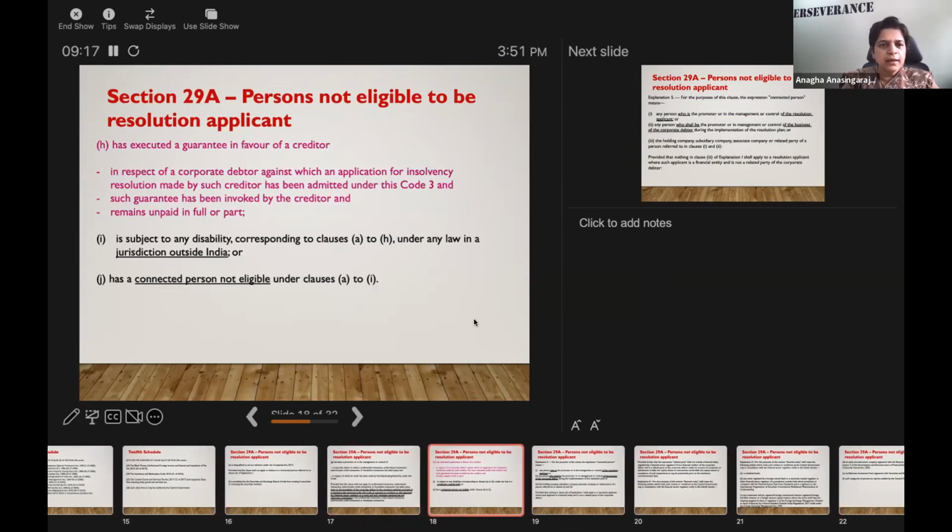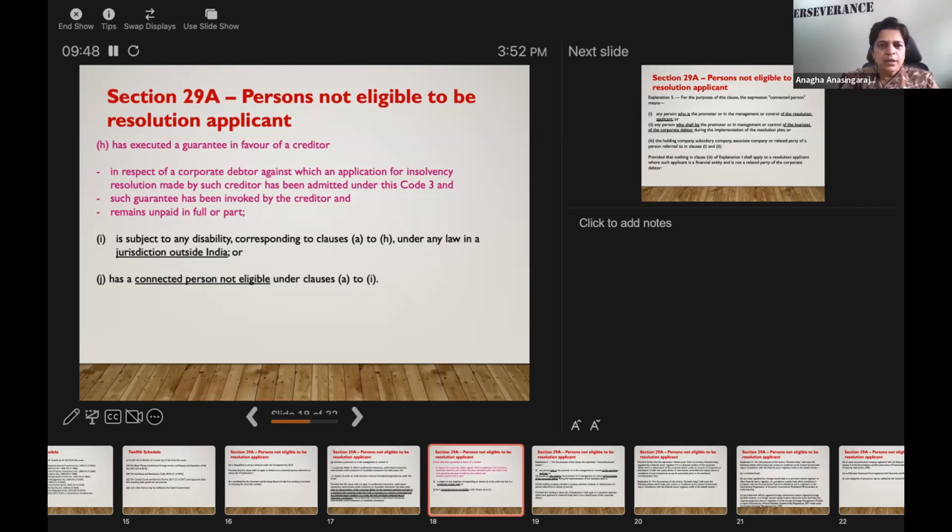Now, the next category is persons who have executed a guarantee in favor of a creditor in respect of the CD against which an application for insolvency resolution made by such creditor has been admitted under this code, and such guarantee has been invoked by the creditor and it remains unpaid either in full or in part. So a guarantor whose guarantee has been invoked and that guarantee remains unpaid.